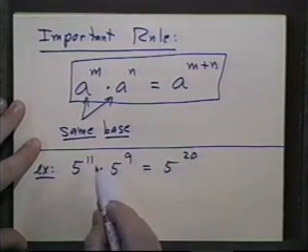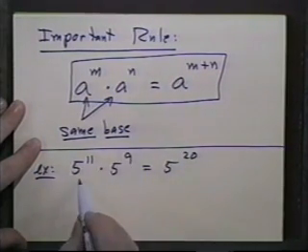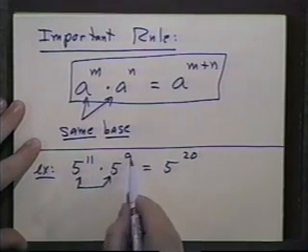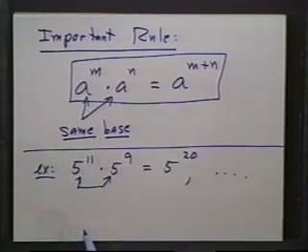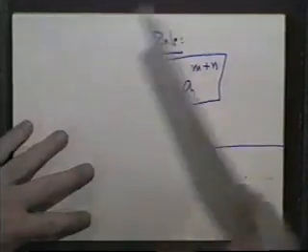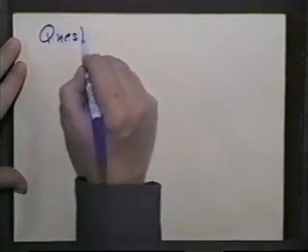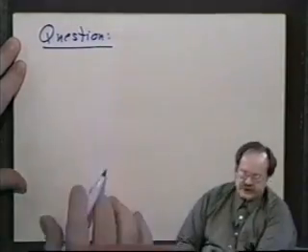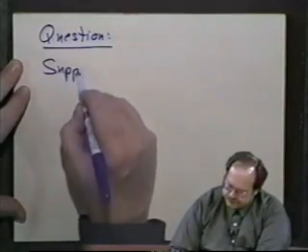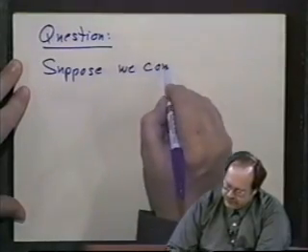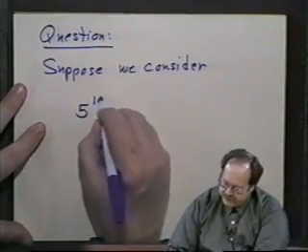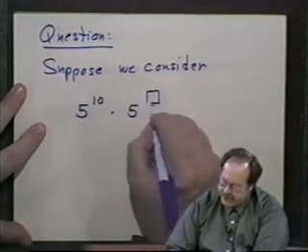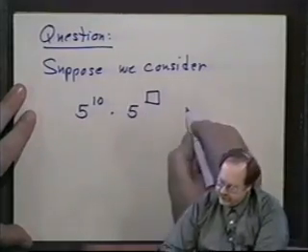How did I get 20? I took 11 and 9 and added. I noticed that the bases were the same, and so I've just followed the rule. And so you can try out examples like this on your own. All right, so now we have a simple rule, and let me ask a natural question at this point. Suppose we consider the following situation. Suppose we consider 5 to the 10th times 5 to the box, something, don't know what, equals 1.